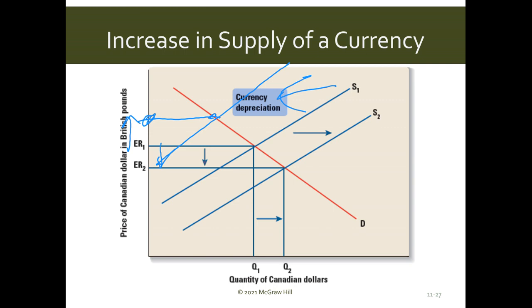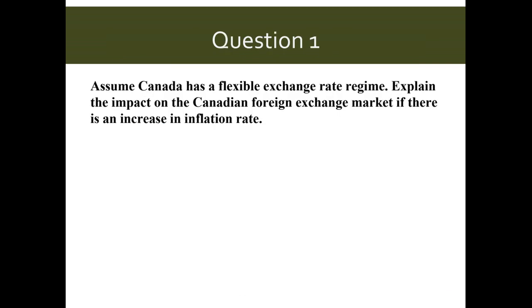So what we are talking about is that once the exchange rate is determined by the intersection of the demand and supply curves for Canadian dollars, we also see how this exchange rate changes over time because of changes in the demand and supply curves, and there's no government restriction. Question number 1. Assume Canada has a flexible exchange rate regime, that is, no intervention. Explain the impact on the Canadian foreign exchange market if there is an increase in the inflation rate.